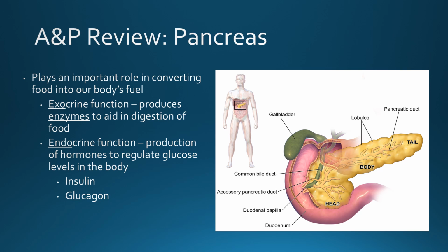The exocrine function is that the pancreas is able to produce enzymes that aid in the digestion or the breakdown of food. What we are going to focus on today is the endocrine functioning of the pancreas. The pancreas produces a few different types of hormones that help to regulate glucose levels in the body. The two hormones produced by the pancreas are insulin and glucagon, and we'll talk more about those in just a minute.